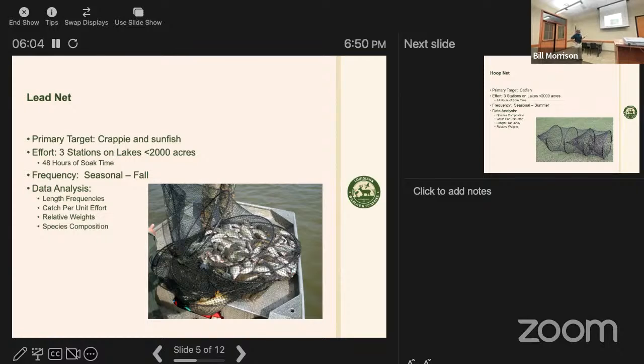We also will pull otoliths sometimes on crappie. That's the only two species we usually mainly pull otoliths on and get age and growth. You can go ahead and do that.